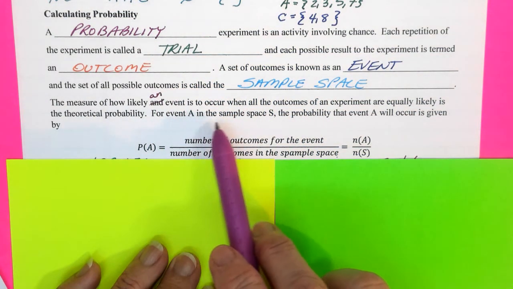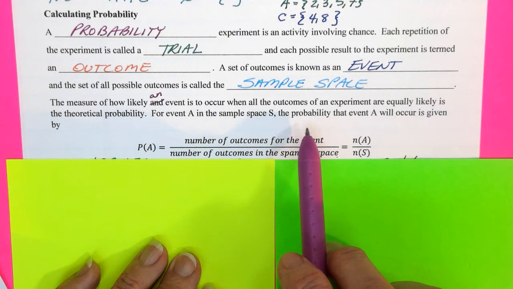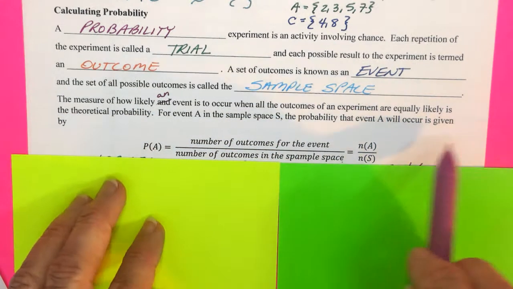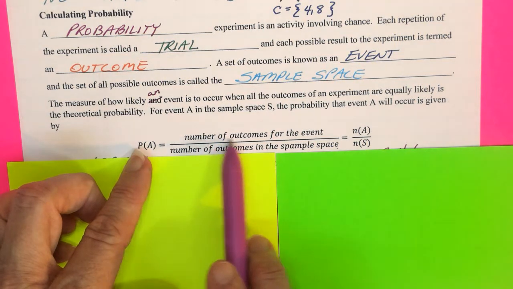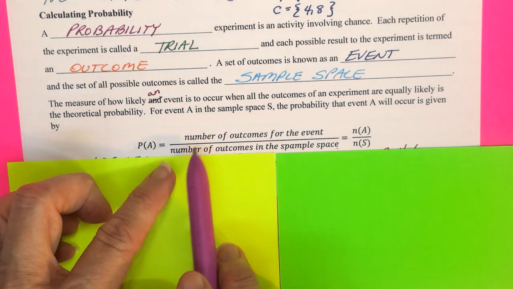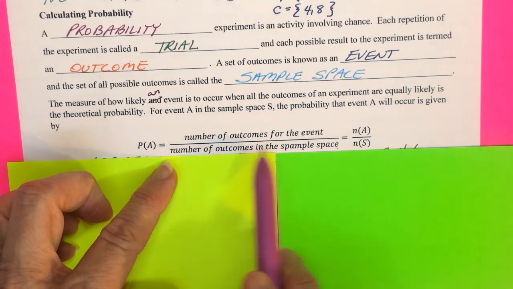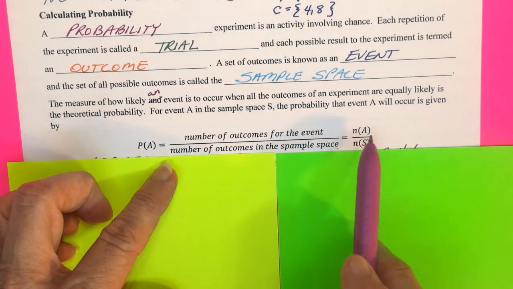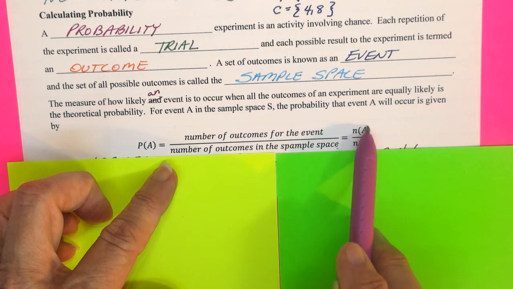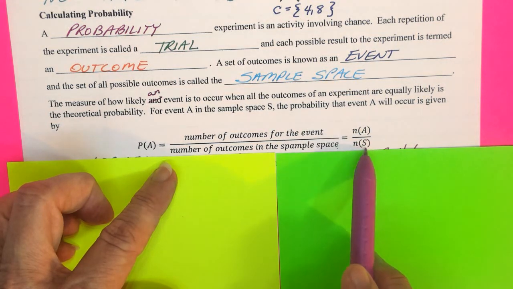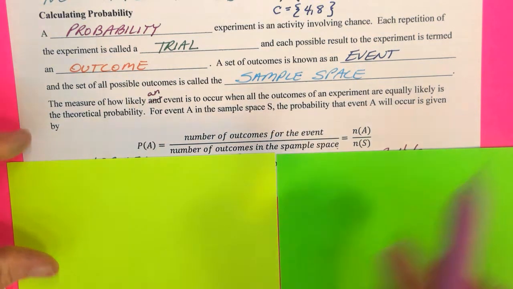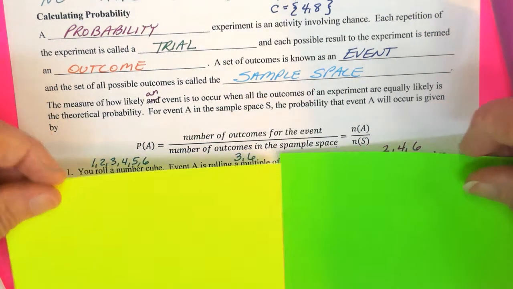For event A in the sample space S, the probability that event A will occur is given by the probability of A, the number of outcomes for the event, considered over the number of outcomes in the sample space. The shorthand way of writing it is the number of outcomes for event A over the number of outcomes in the sample space. So let's go put some math to it.